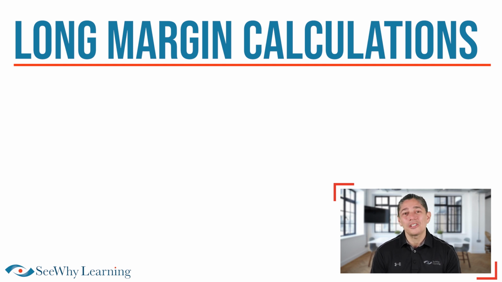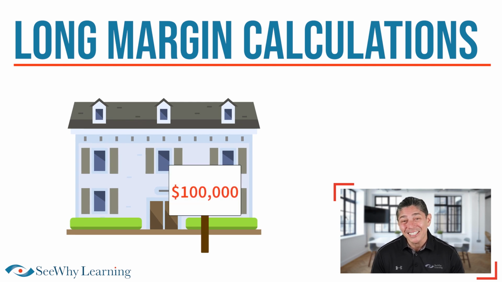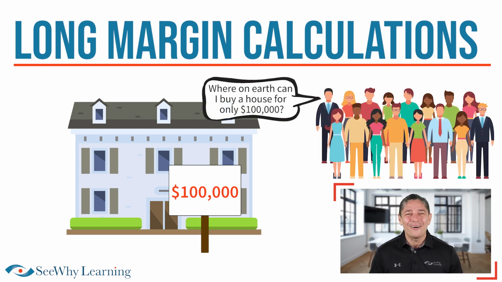To teach this concept, I'm going to use a house analogy. Now, full disclosure, I acknowledge I'm going to use ridiculously low numbers for a house, but this makes the math simpler and the concept easier to see. Hopefully I don't get inundated with calls asking me, where on earth can I buy a house for only $100,000?